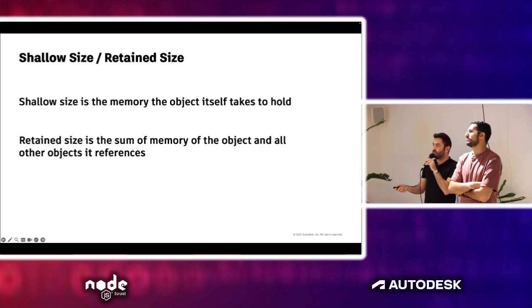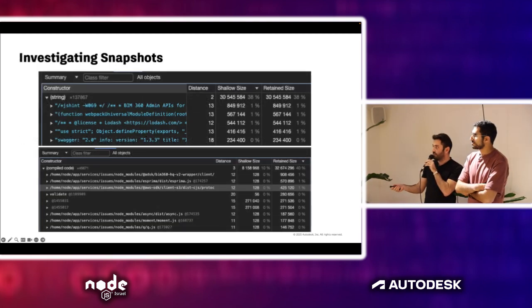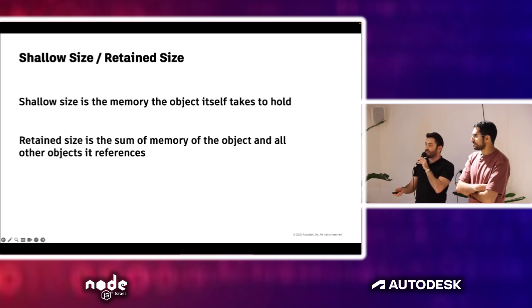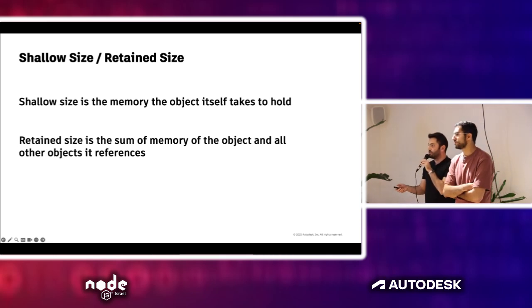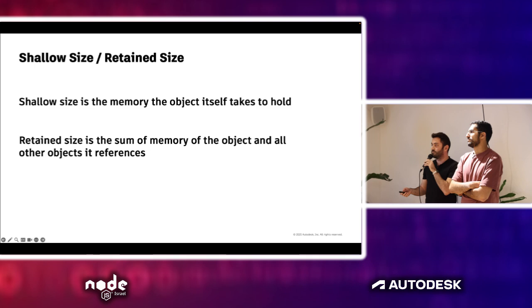We also need to talk about shallow size and retained size. These are two terms that are used when you investigate memory leaks. You can see them in here: shallow size and retained size. Shallow size is the memory that the object itself holds. For example, if object A takes 2 bytes, then the shallow size of object A would be 2 bytes. Retained size is the sum of memory of the object and all other objects it references.